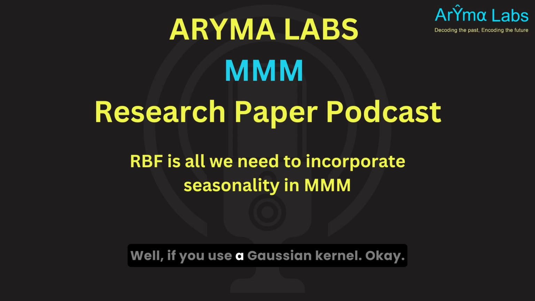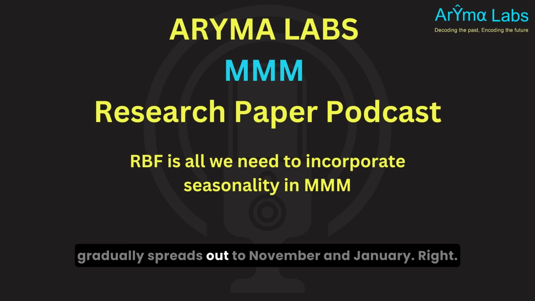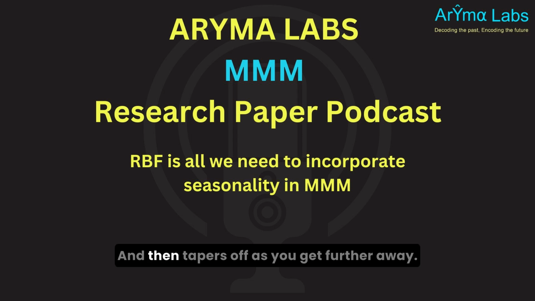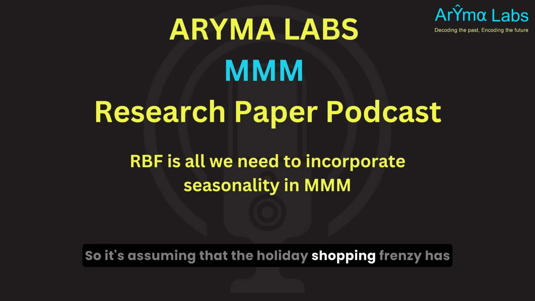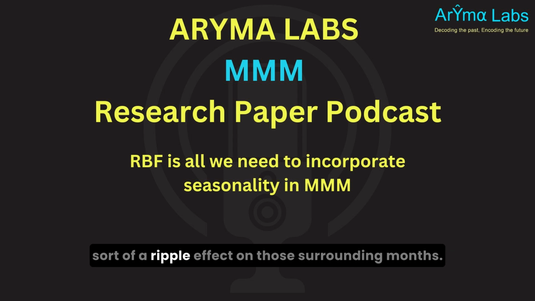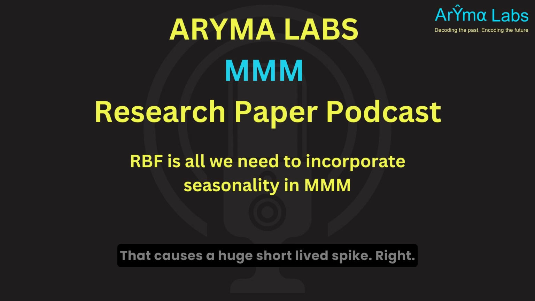Well, if you use a Gaussian kernel, you're essentially creating a smooth bell curve around December. So that means that the December effect gradually spreads out to November and January, and then tapers off as you get further away. So it's assuming that the holiday shopping frenzy has sort of a ripple effect on those surrounding months? Exactly. But now let's say you think the December peak is really isolated, like a Black Friday sale that causes a huge short-lived spike. In that case, you might want to use a kernel like the Epanechnikov or biweight.